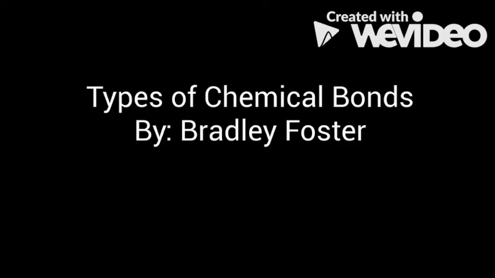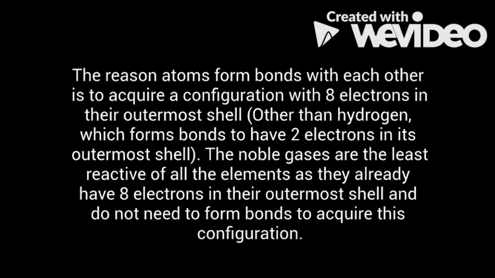This video presentation will go over the types of bonds atoms form with each other. The reason atoms form bonds with each other is to acquire a configuration with 8 electrons in their outermost shell, other than hydrogen, which forms bonds to have 2 electrons in its outermost shell. The noble gases are the least reactive of all the elements, as they already have 8 electrons in their outermost shell and do not need to form bonds to acquire this configuration.